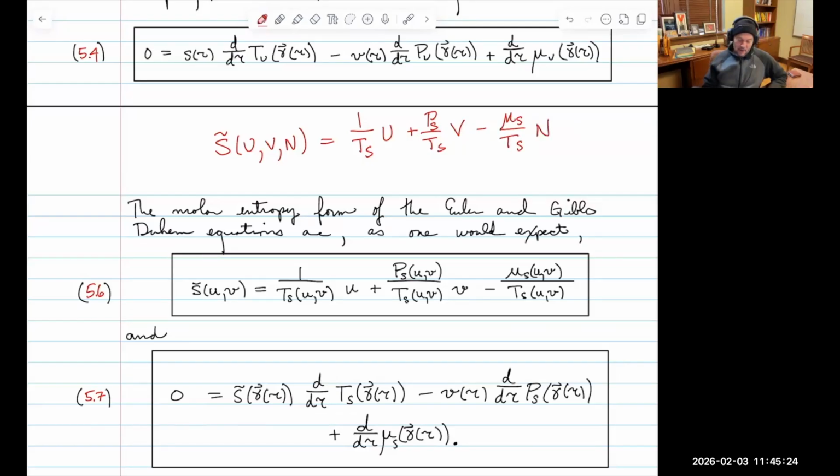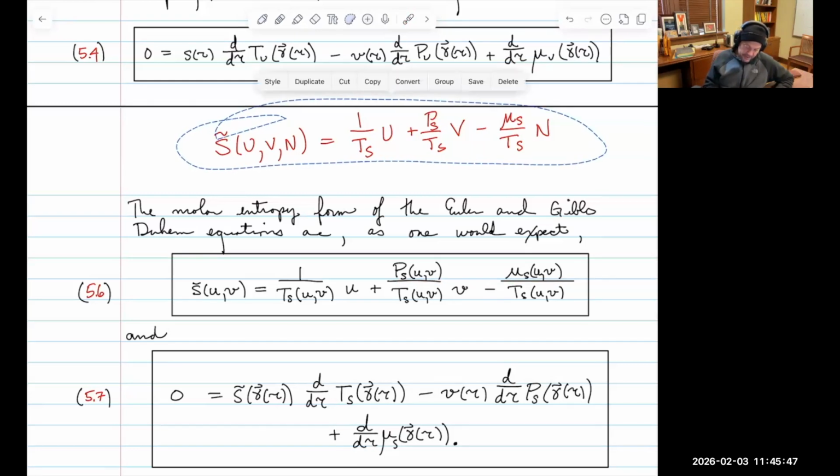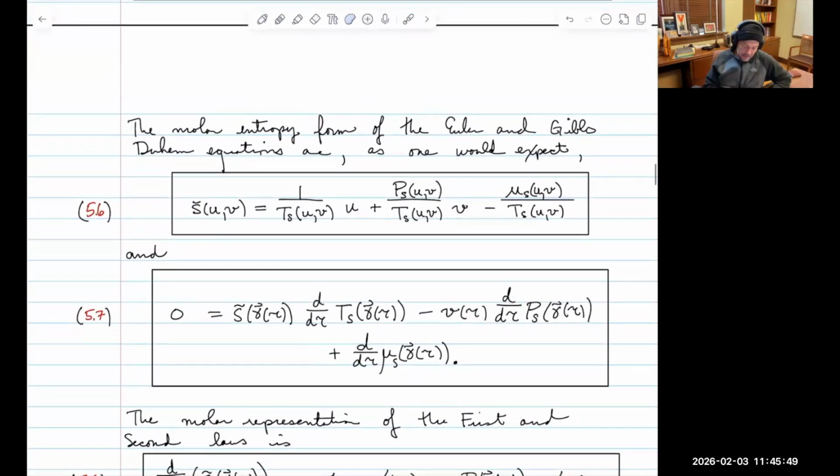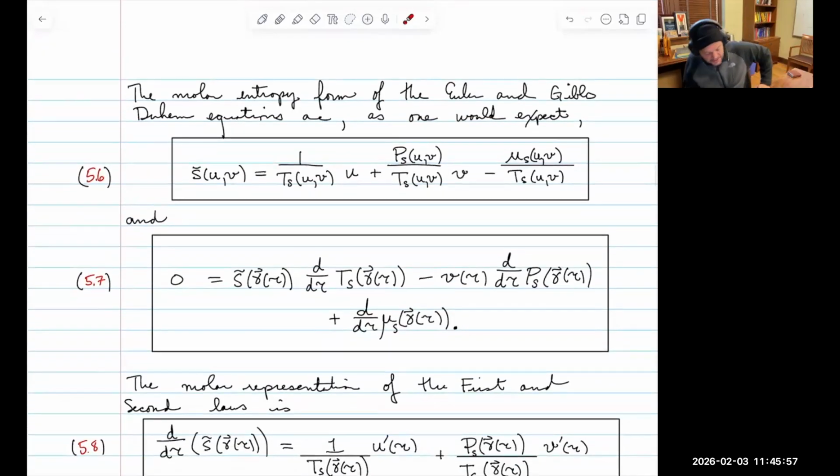Okay, now all you do is divide both sides by N and use your definitions of the molar variables. Now it's still true that the entropy form of the temperature is homogeneous of degree 0. Same with the pressure, same with the chemical potential. So everything works out exactly the same. Divide both sides by N, use your various definitions, and you're immediately going to conclude with this version of the Euler equation. Okay? This is sometimes called the integrated form of the first and second laws.